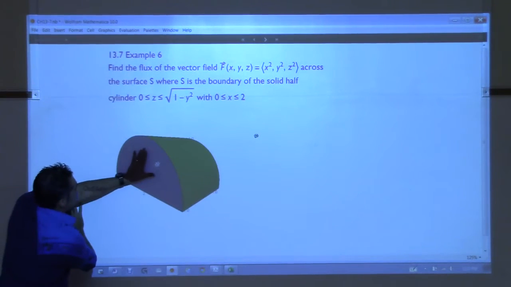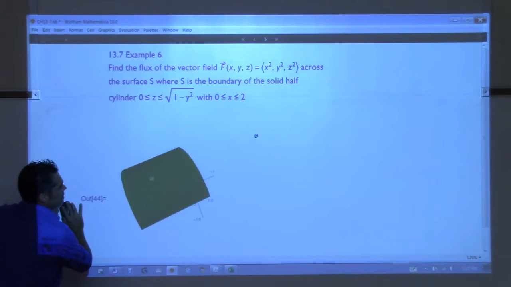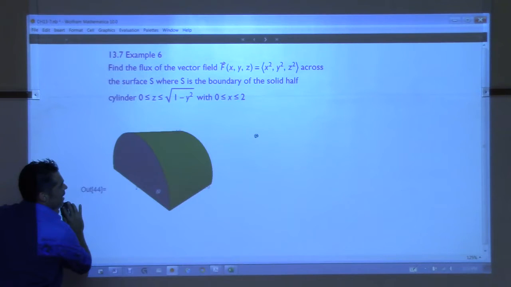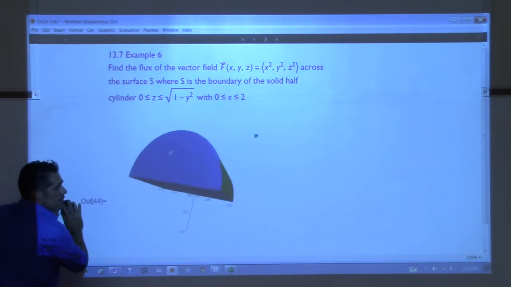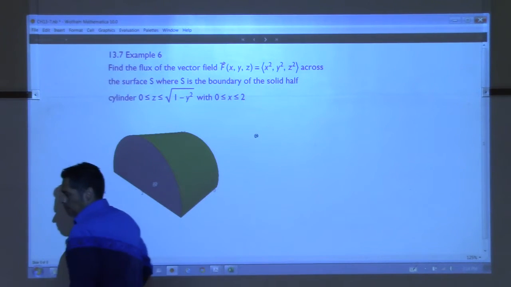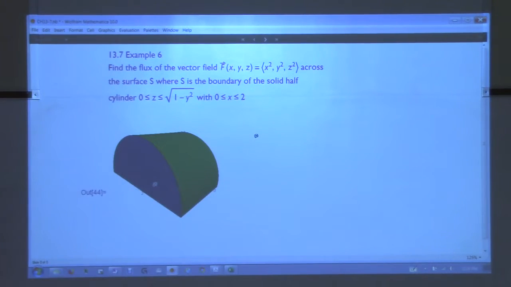You've got the back side of it, the green curved part of it, and the bottom part of it. So there are 4 surfaces that need to be considered here. I'm going to let you all play with that. I'll give you some time. The goal would be for you to get at least 2 of the 4 surfaces done in the time I give you. And I'm going to give you like 3 minutes.